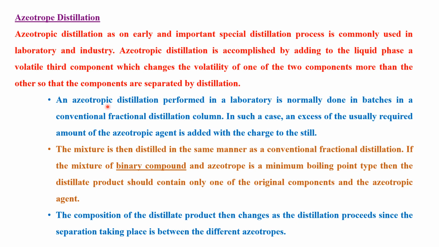To rectify this problem, we move to a distillation process called azeotropic distillation. Because in a regular mixture, the more volatile liquid boils off first. But in an azeotrope, the mixture boils as one pure substance. So the components don't separate. For that problem, we add a third component which changes the volatility of one of the two components more than the other. So the components separate by using distillation.